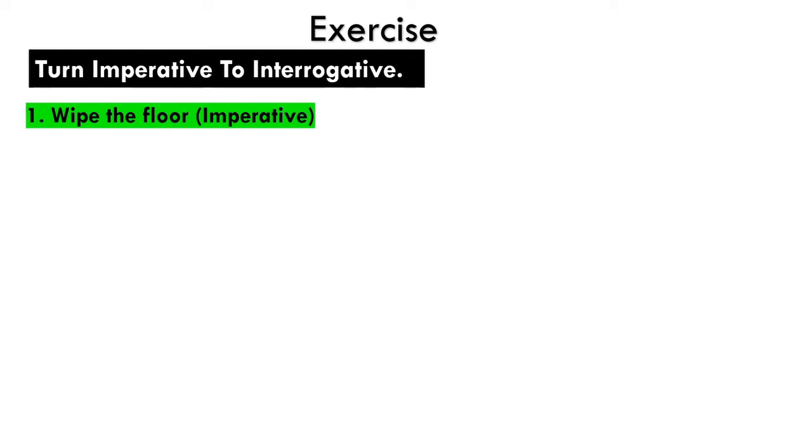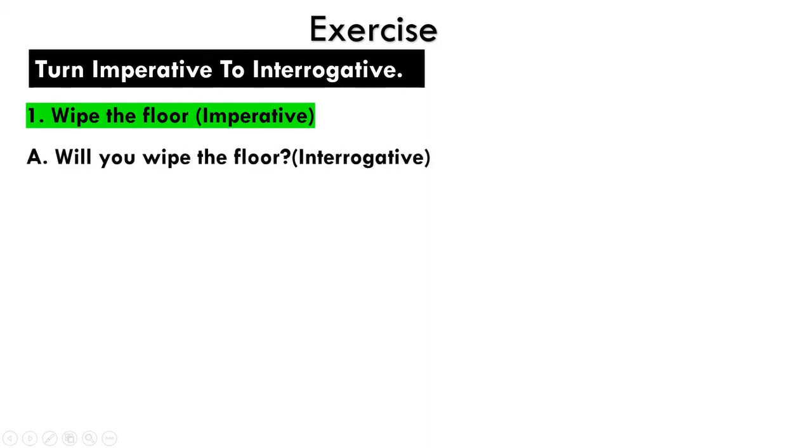Now let us solve the exercise of turning imperative to interrogative. First is "Wipe the floor." In an imperative sentence we use V1, that's why V1 is used in the beginning. Now we have to convert it into interrogative, so we will use "will you" in the beginning. "Will" is the verb, then use the subject, then the verb "wipe" again, and at the end a question mark. So it becomes "Will you wipe the floor?" It becomes a little bit polite. "Wipe the floor" and "Will you wipe the floor?" This way the meaning remains the same, but the tone is changed. And the structure and punctuation marks also have to change.